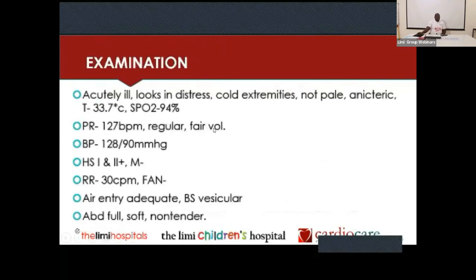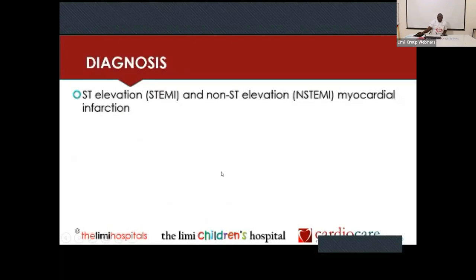On examination, he was in distress. He had cold extremities, he was not pale, there was tachycardia, the heart rate was 127 beats per minute, the blood pressure was 120 over 90 millimeters of mercury, first and second heart sounds only were heard, and there was no murmur. There was also tachypnea, and he had vesicular breath sounds. When he came, we were suspecting the possibility of a heart attack, a myocardial infarction. So our working diagnosis was myocardial infarction.